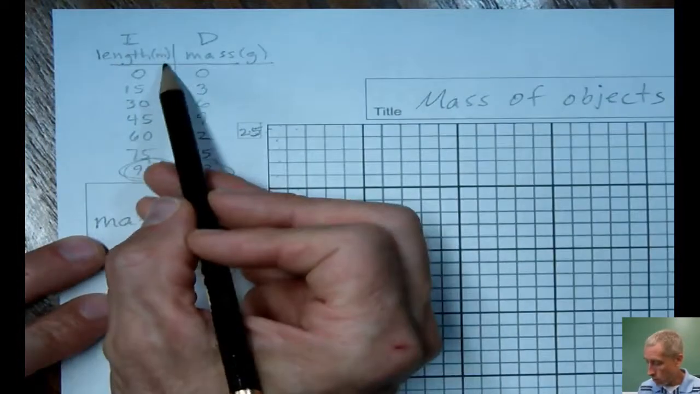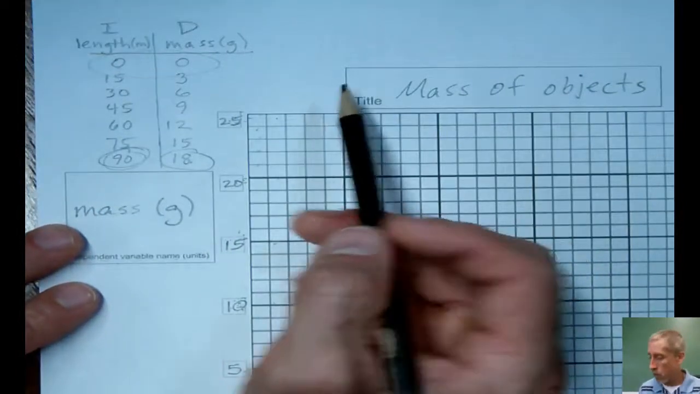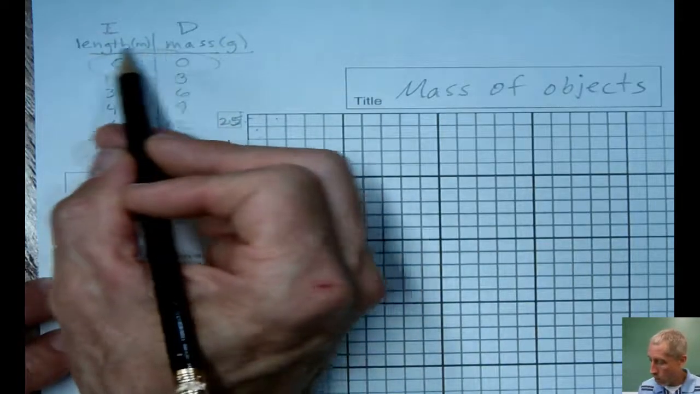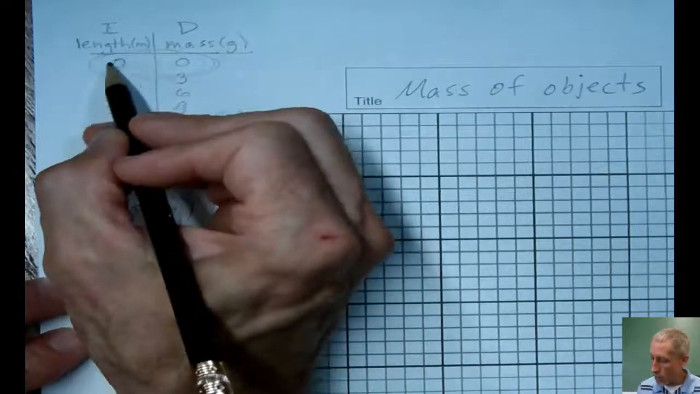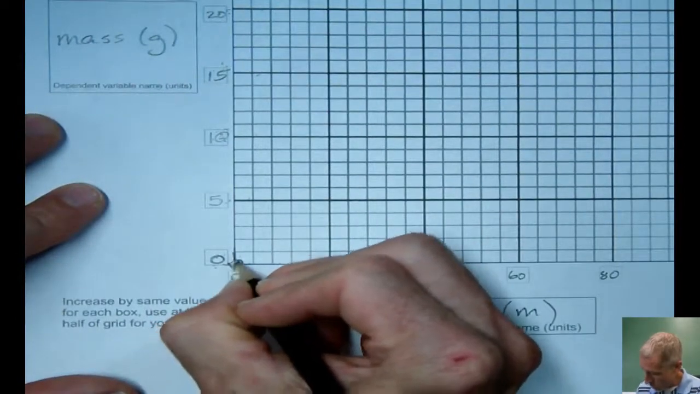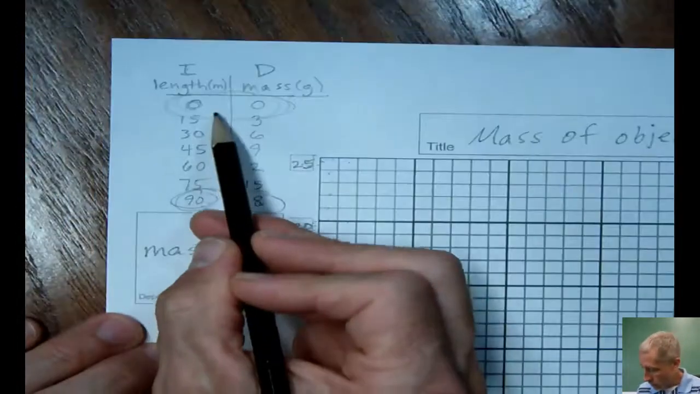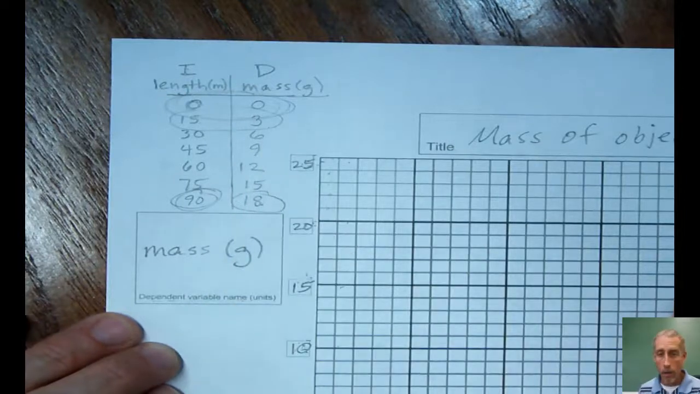So you go to your very first data point. In math class, they might call this an XY coordinate, or they might call it an ordered pair. Maybe you haven't heard those words before, but it's just the line or the dot where the length is 0 and the mass is 0, which on ours is right there. Just put a nice prominent dot there. And then the next one is where the length is 15 and the mass is 3.